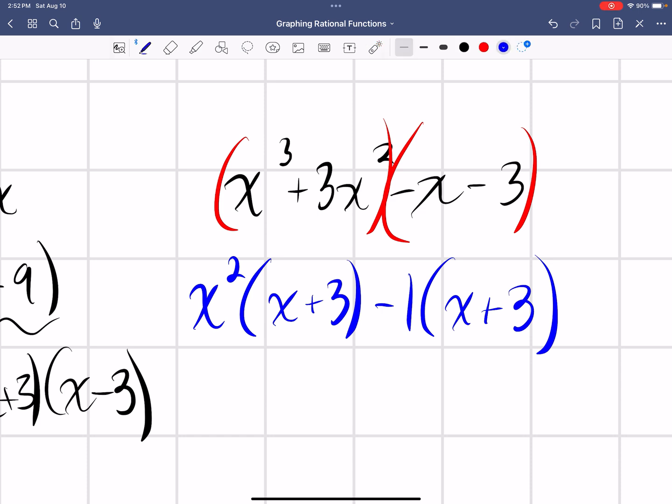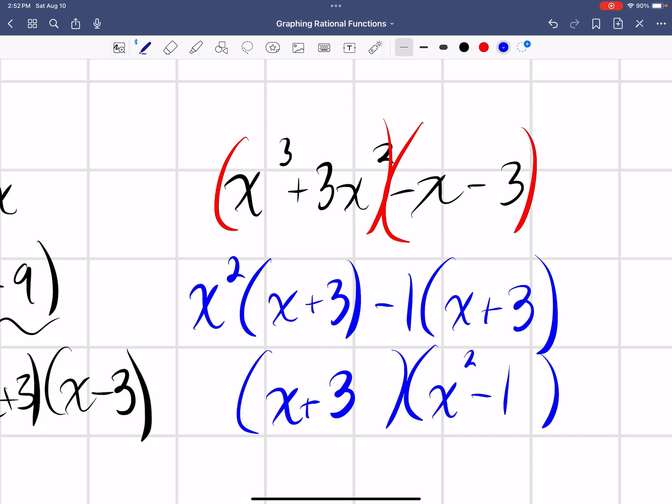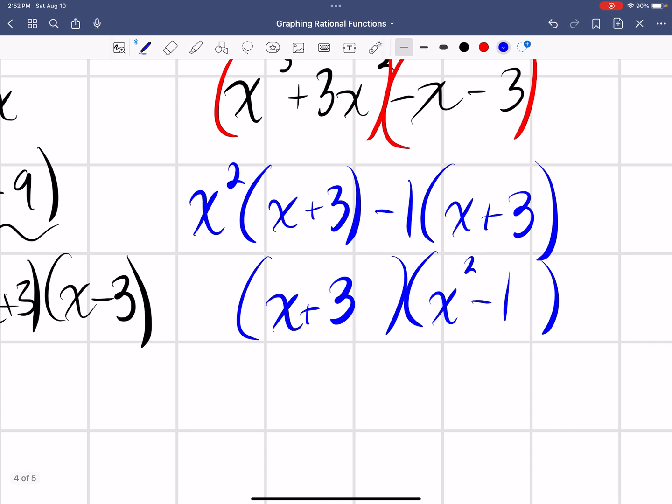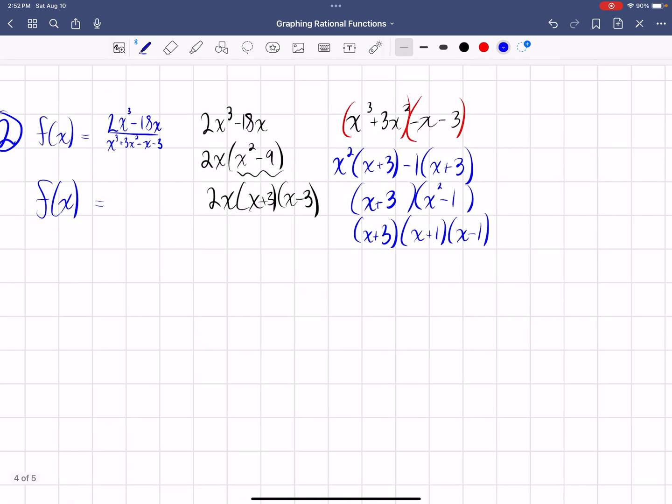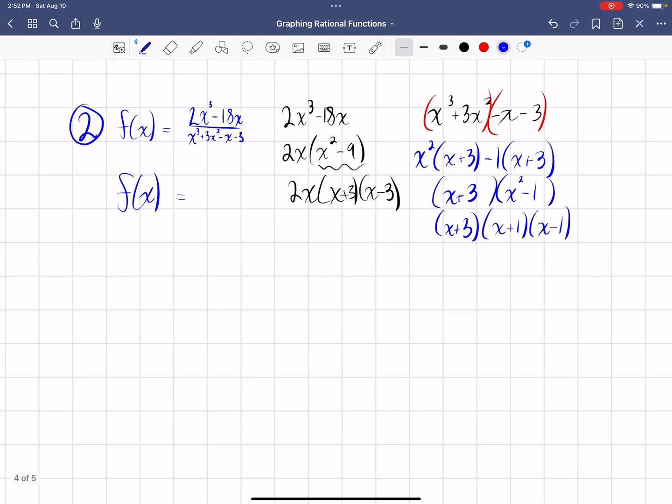And our factors that we get are the stuff that appeared twice, x plus 3, and the stuff on the outside, that's x squared minus 1. Can I go any further? Absolutely, because this is another difference of squares. So we'll factor that into x plus 1 times x minus 1, and voila. So after all that, we've gotten it completely factored.